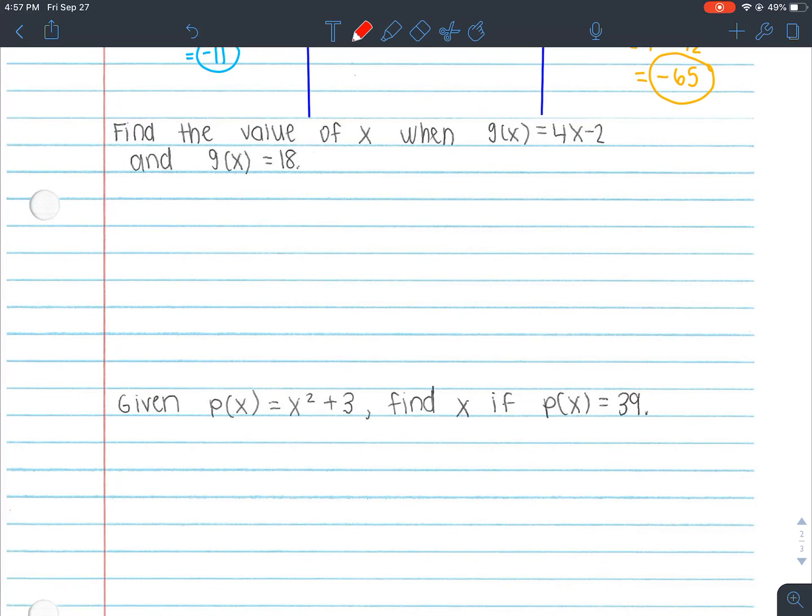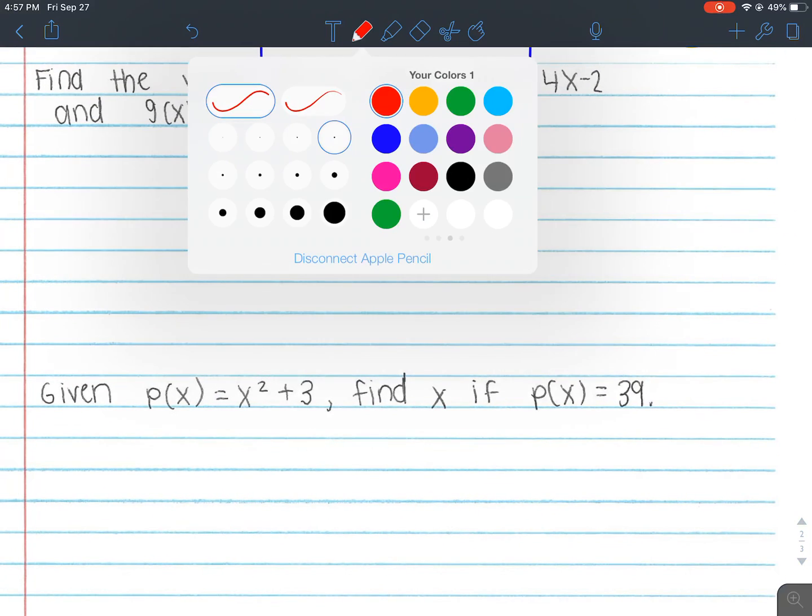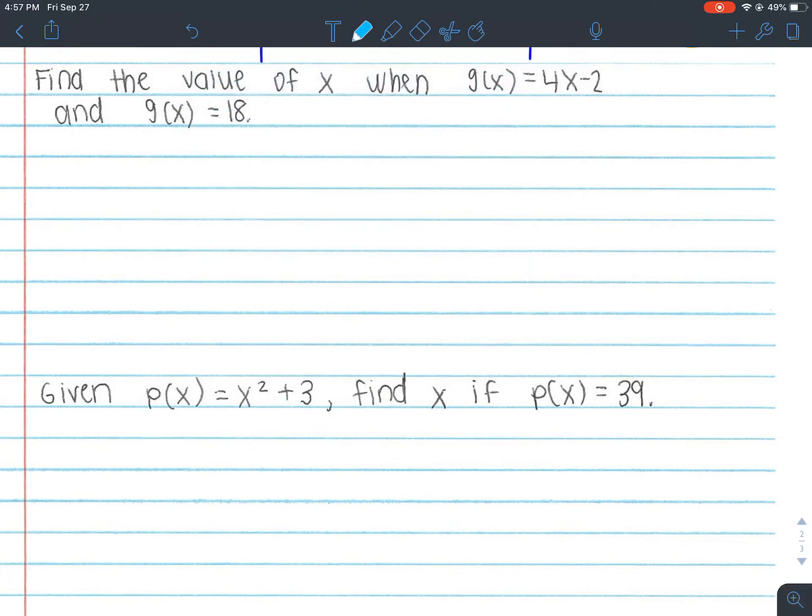Okay, now these last 2 problems are problems we miss all the time, and it's because we get in this habit of just, oh, plug everything in for x, plug everything in for x. But it is super important that you read and understand what is going on. So we're going to go ahead and take these a little slow. Find the value of x when g of x equals 4x minus 2 and g of x equals 18.